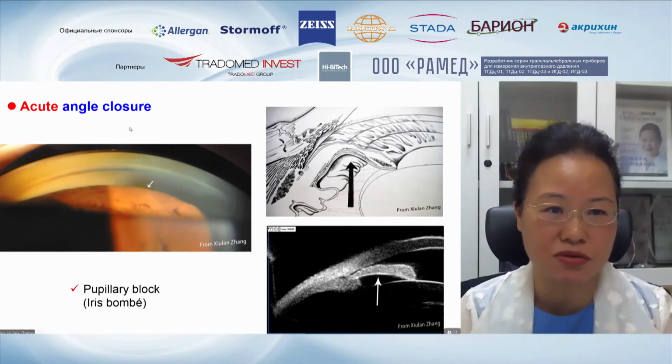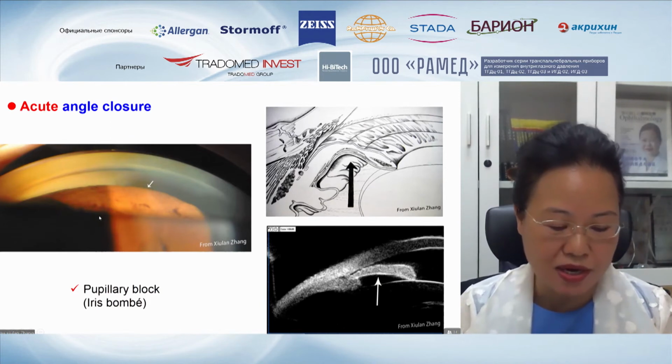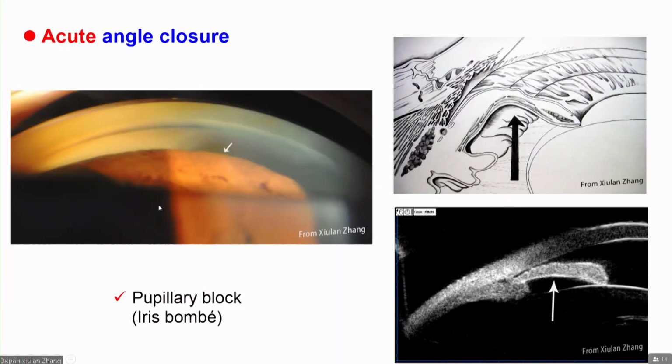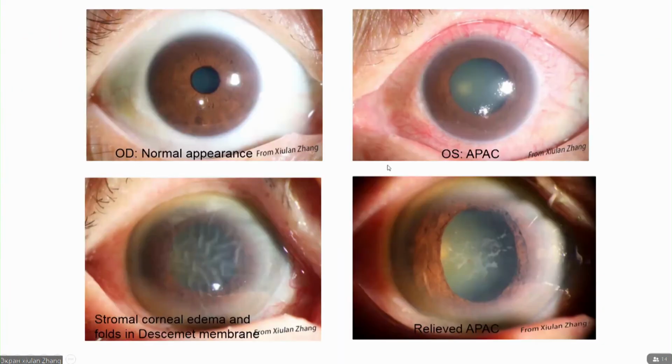In clinical practice, acute angle closure mainly results from iris bombe, which we call pupillary block. And corneal edema is the main sign when an acute attack happens. Even in this extreme situation, there is stromal corneal edema and folds in Descemet's membrane. And this is the outlook after a resolved acute attack.